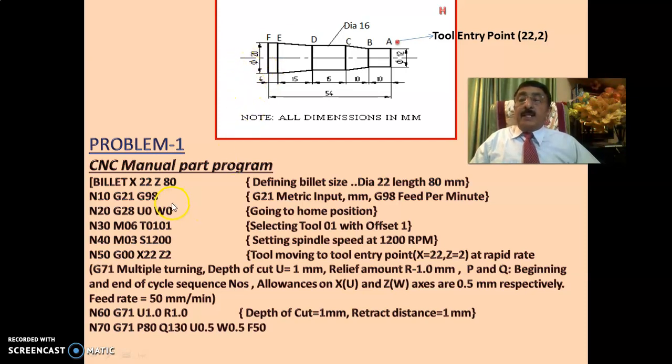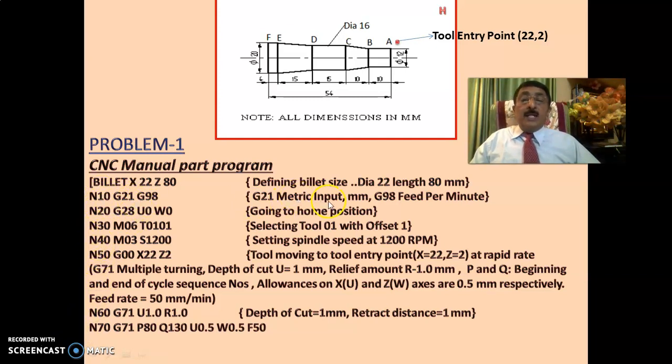The material given is X22 Z80, that is diameter 22, length 80, the billet size given. Now N10, N20, N30 are block numbers or sequence numbers. You need not give these also. Now I am giving them from N10, N20, N30 and so on. In later programs, I'll give them wherever necessary.